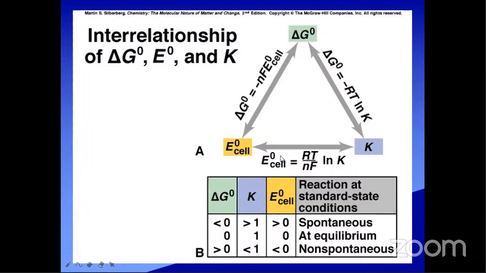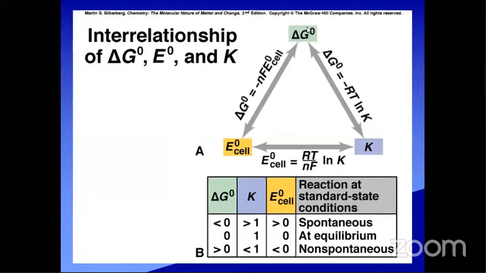Then the relationship between the E cell value and K. We discussed it in the Nernst equation: E cell equal to E naught cell minus RT by NF log K equilibrium. That is the Nernst equation. So this is a relationship between these three terms: delta G naught, E cell value, and K equilibrium constant. Okay, note this down.